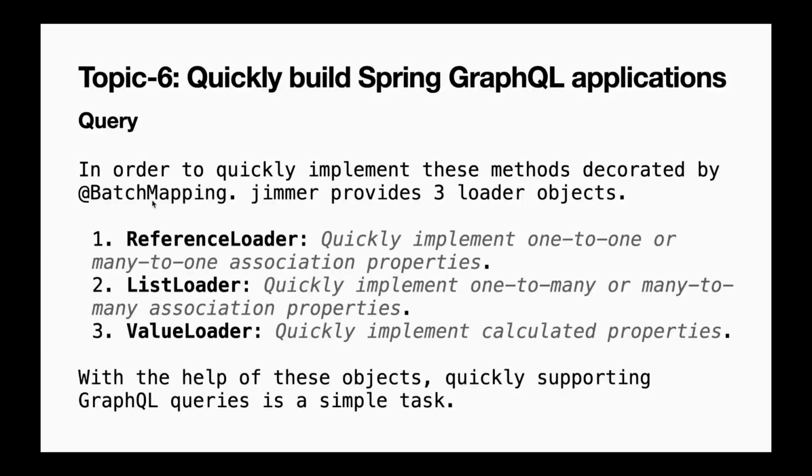In order to quickly implement these methods decorated by batch mapping, Jimmer provides 3 loader objects. 1. Reference loader, quickly implement one-to-one or many-to-one association properties. 2. List loader, quickly implement one-to-many or many-to-many association properties. 3. Value loader, quickly implement calculated properties. With the help of these objects, quickly supporting GraphQL queries is a simple task. Alright, let's switch to IntelliJ.